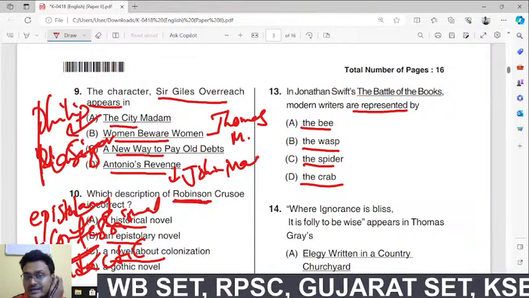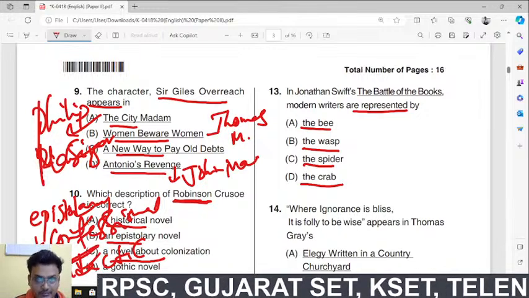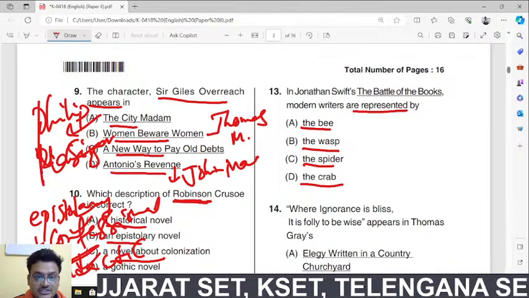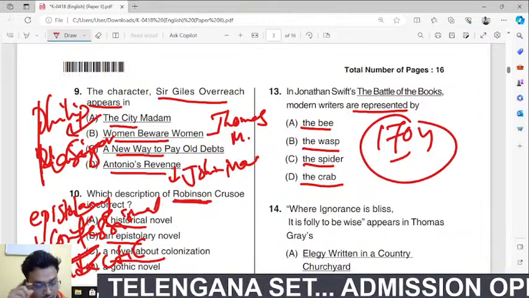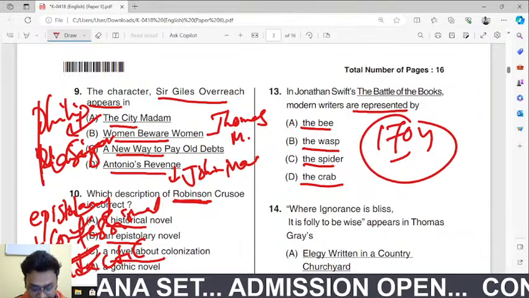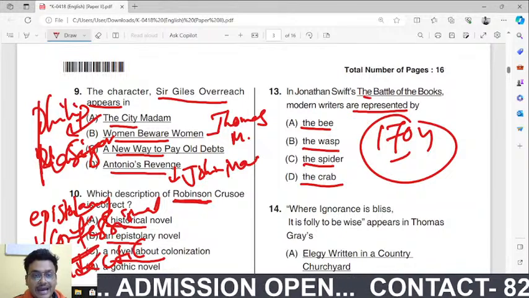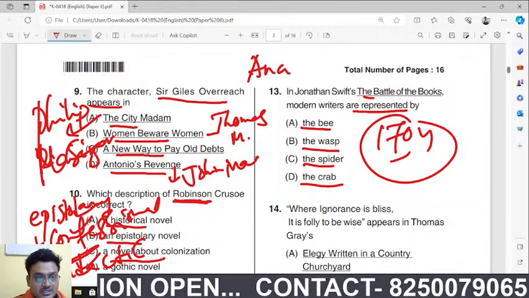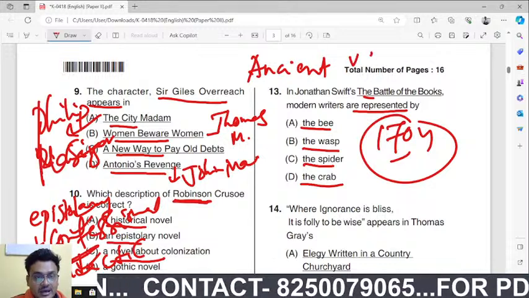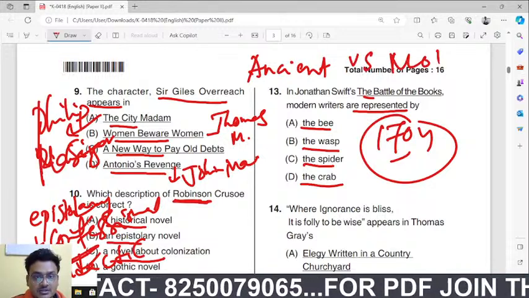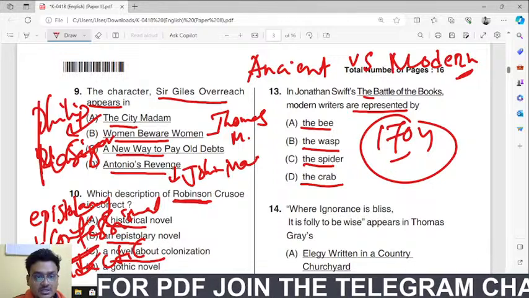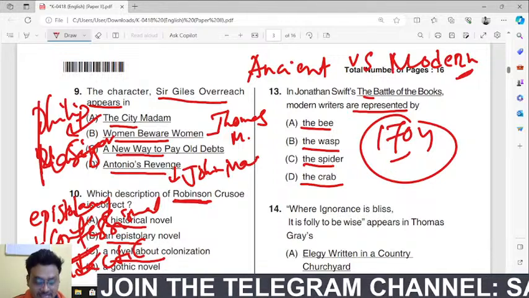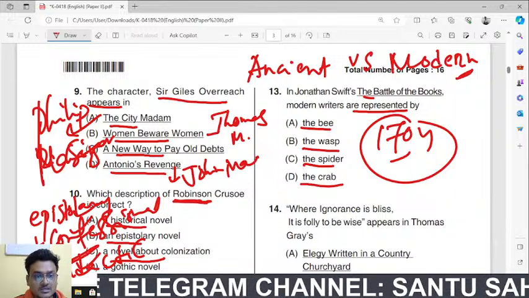So it is actually here. Battle of the Books published in 1704. So it's 1704, where we find that there is the battle between the ancients and the moderns. Here the modern writers are represented by the spider.